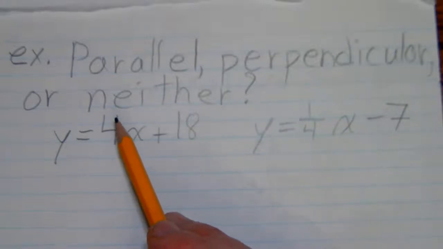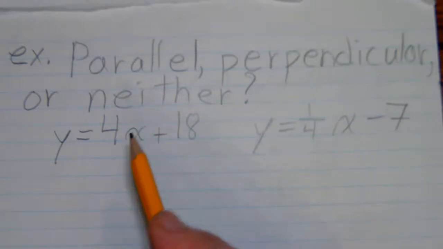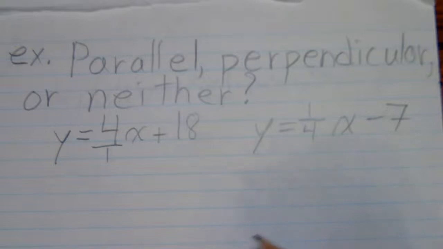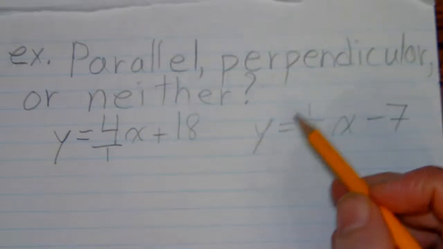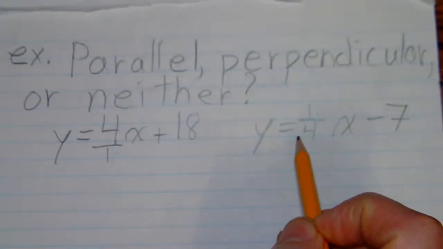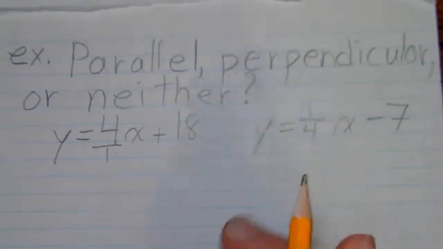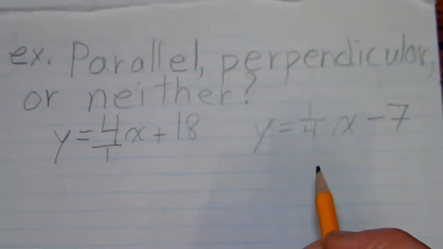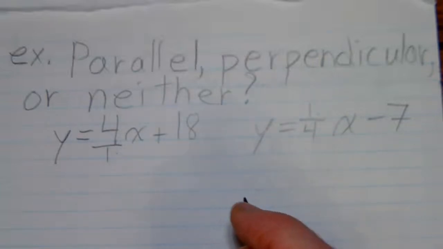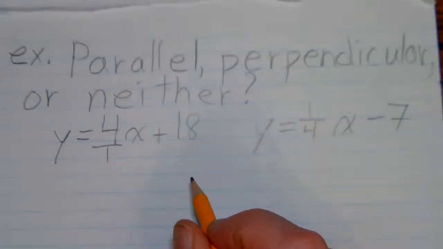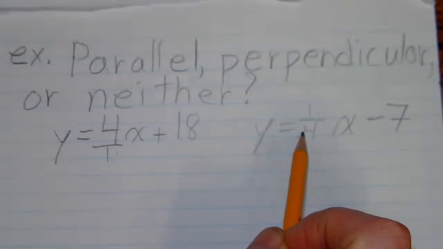Are they perpendicular? Well, 4, if we made that into a fraction, would be 4/1. If we take the reciprocal, we flip it over, we get 1/4. So these two slopes are reciprocals of each other, but they're not negative reciprocals. They're both positive, neither one's negative. So it's close to what we need for perpendicular, but it isn't perpendicular because this one isn't negative.